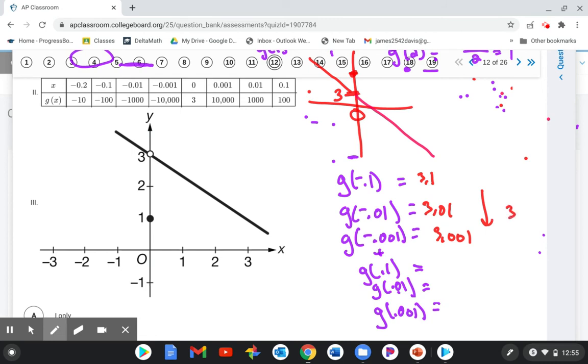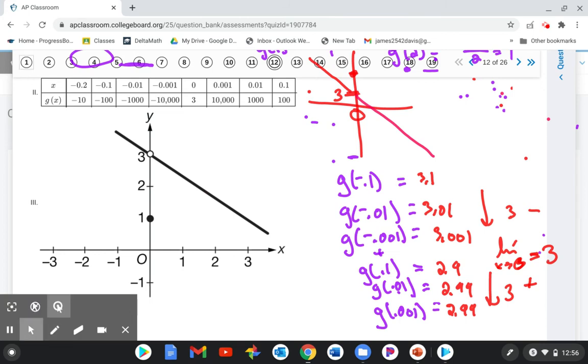If I plug in 0.1, 2.9, 0.01, 2.99, and 0.001, gives me 2.999. So I'm definitely approaching 3 from the left and from the right. So we could definitely say the limit as we go to 0 is 3.